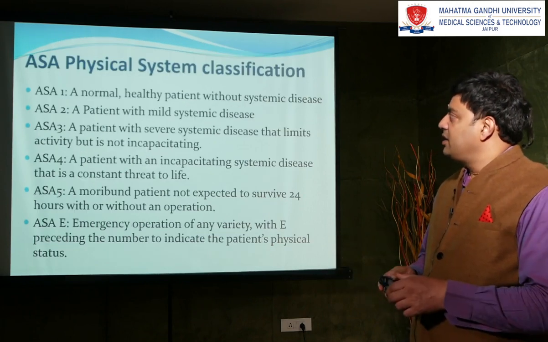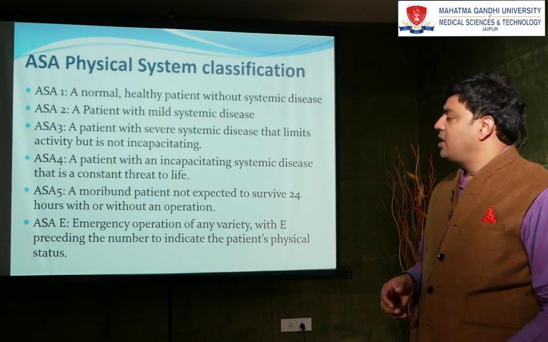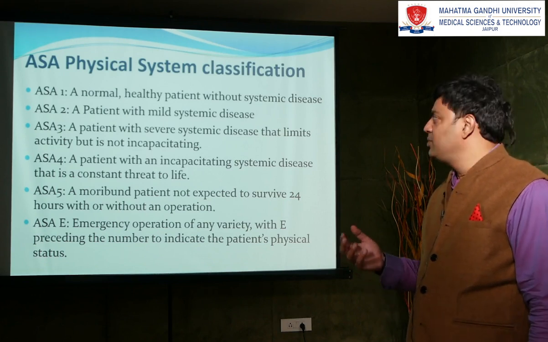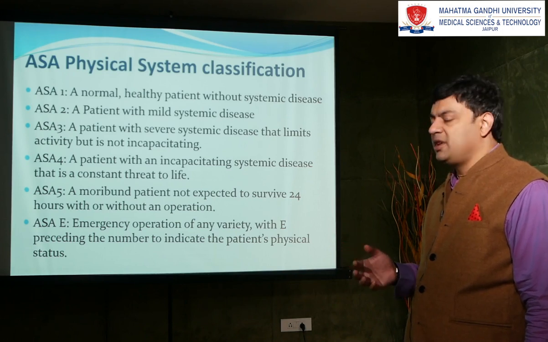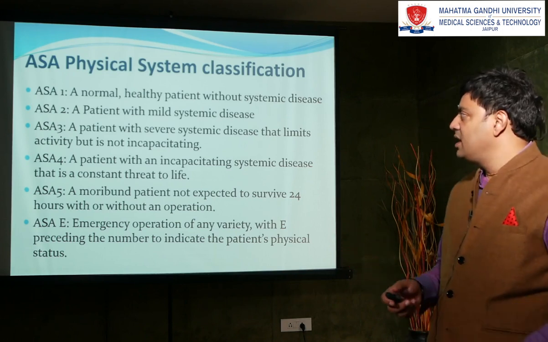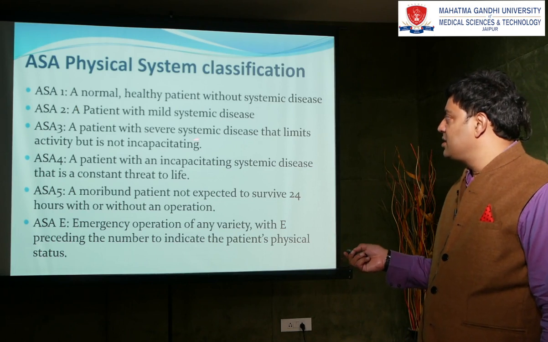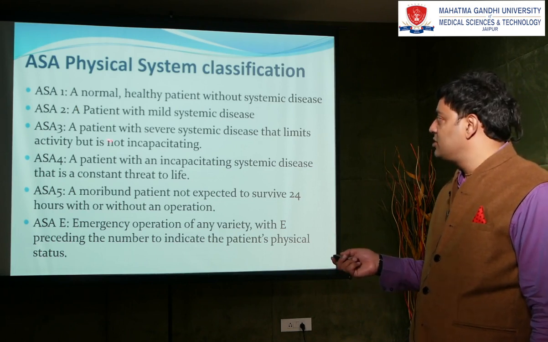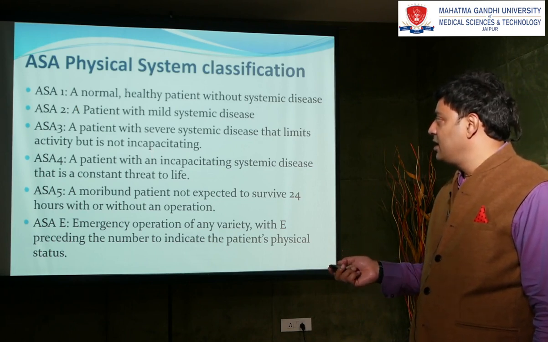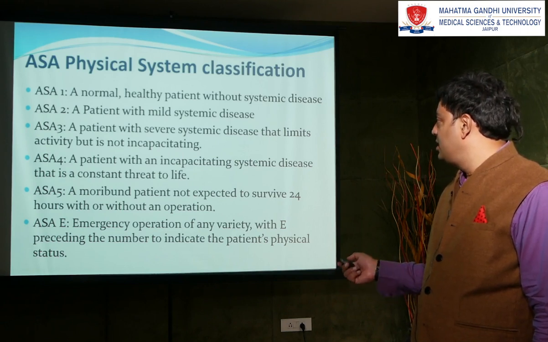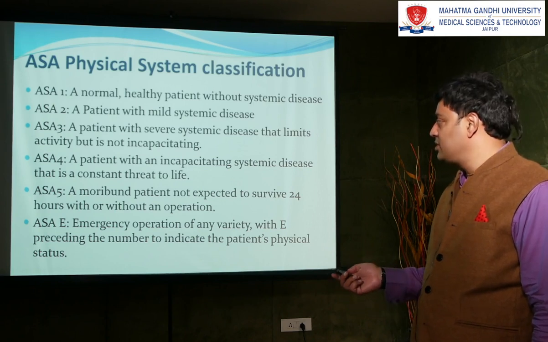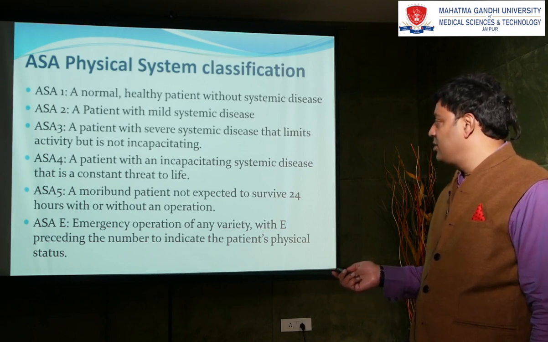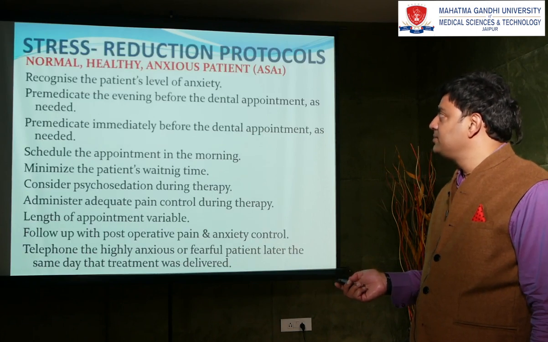So American Society of Anesthesiologists ASA classification, you have ASA type 1 means a normally healthy patient. ASA type 2 is a patient with mild systemic disease. ASA 3 is a patient with severe systemic disease which is not incapacitating, and ASA 4 is where a patient has an incapacitating systemic disease, and ASA 5 is a moribund patient. ASA E is emergency operation of any variety.